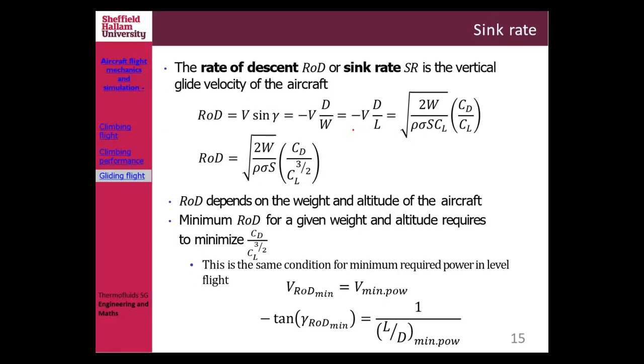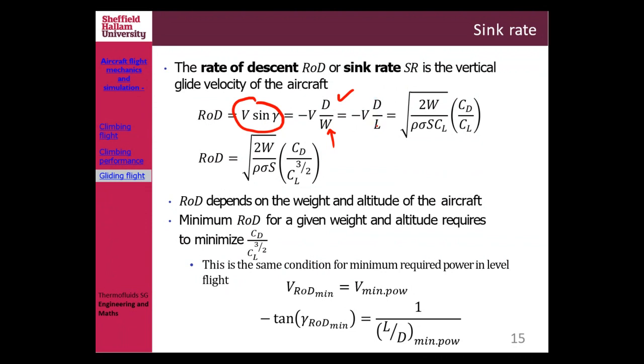In this case, because we are descending, we talk about rate of descent, or sink rate, using the same equations. The rate of descent is the velocity component in the vertical, which is V sine gamma. From the equation, the thrust T disappears, and you only end up with this: minus V multiplied by D over L.